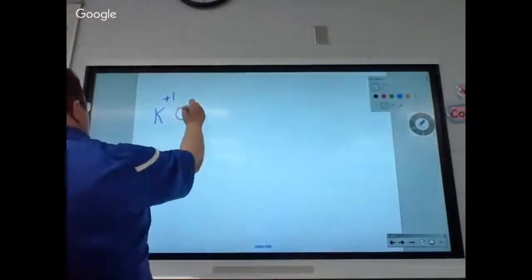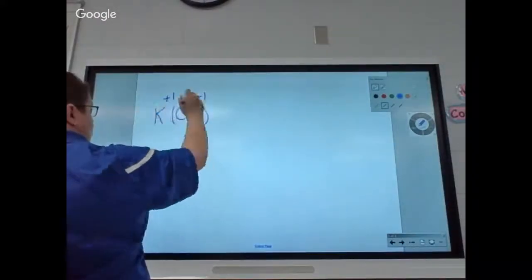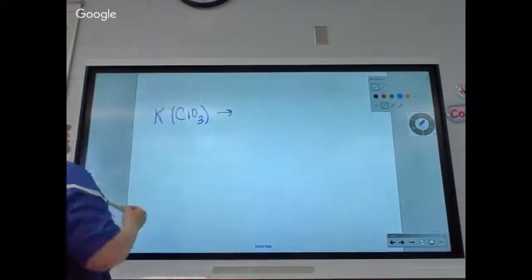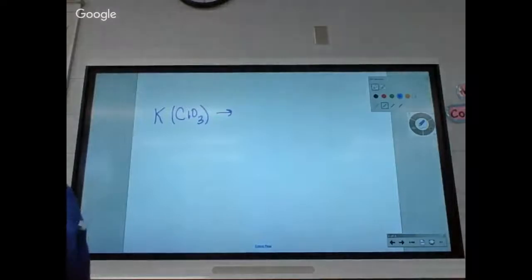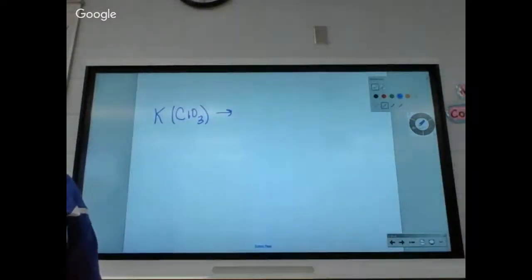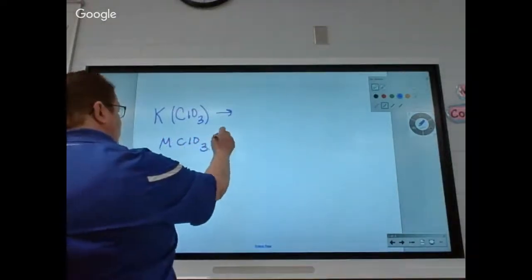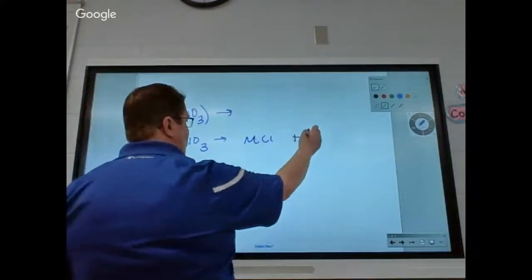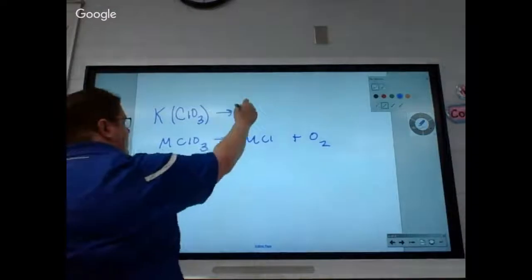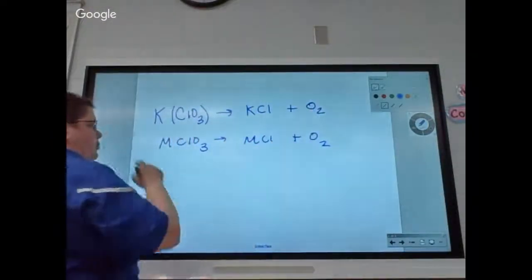All right, so ClO3 has a -1. They do what to each other? They cancel out. Now, you need to know what chlorate breaks down into. Do you remember? No, it's on the sheet though, okay? So you've got to look it up. So when you look up chlorate, you have MClO3 breaks down into MCl plus O2. So what is M? K, and then Cl, and then plus O2. So what goes where K is?